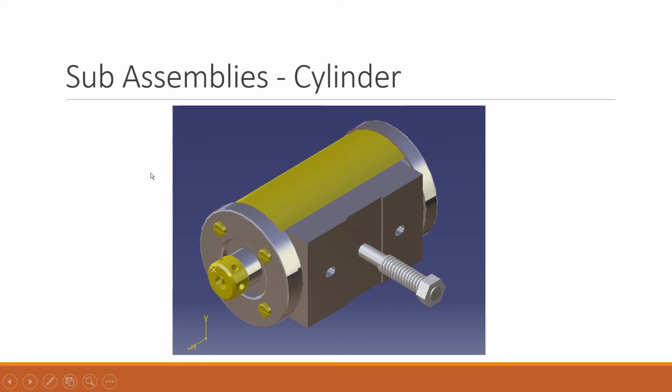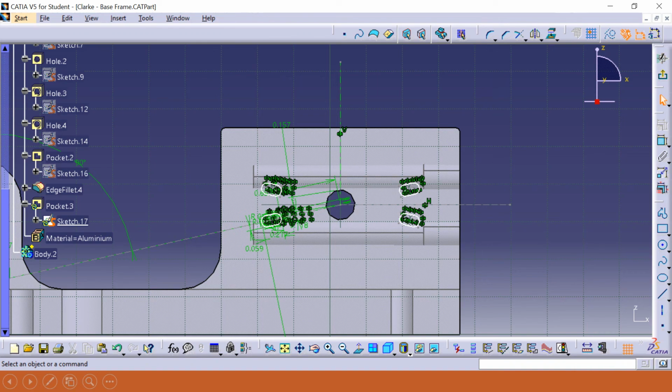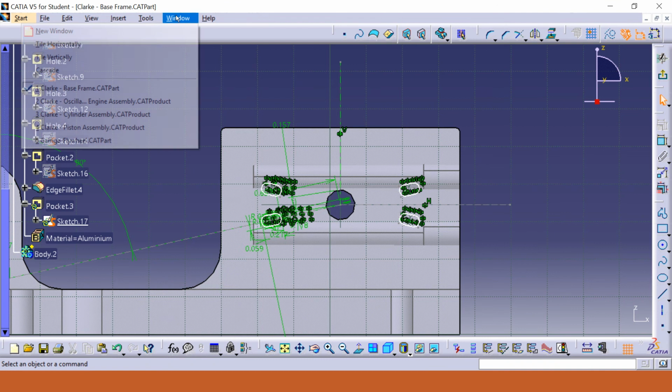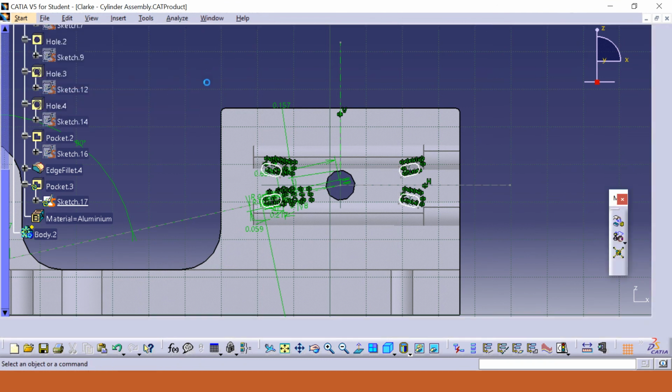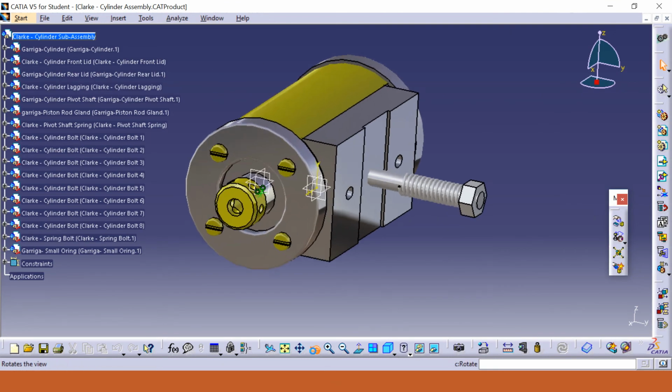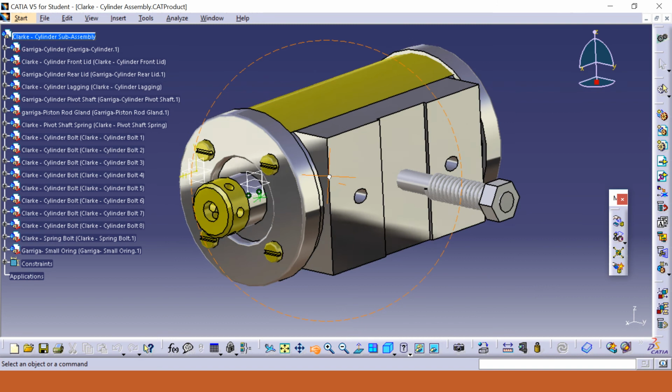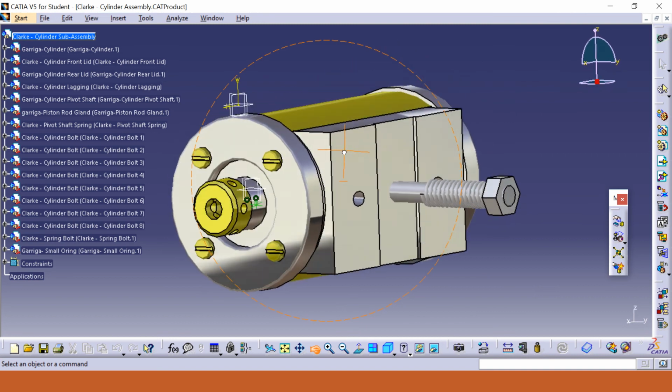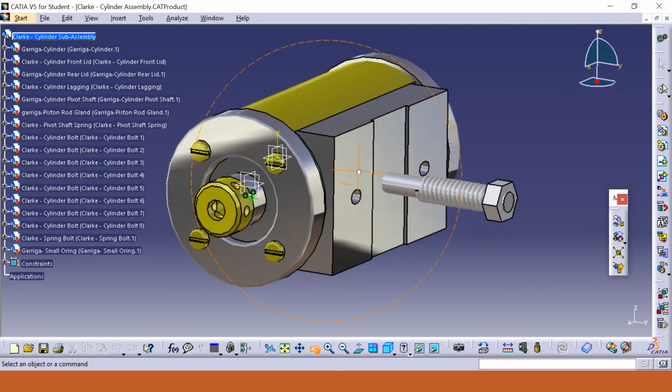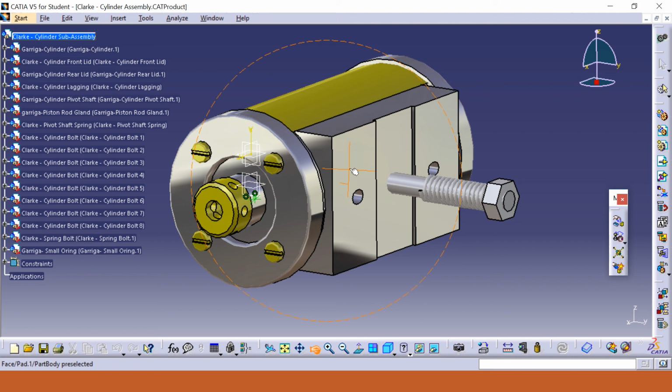The second subassembly is the cylinder itself. Whilst this is the most complex portion of the report, it is also the most instrumental in the engine's ability to deliver rotational motion.